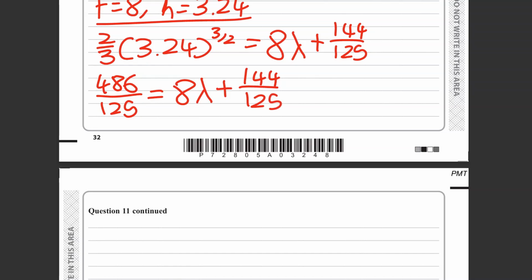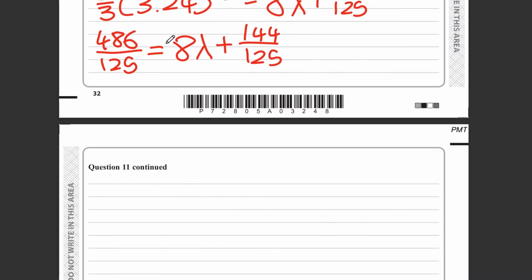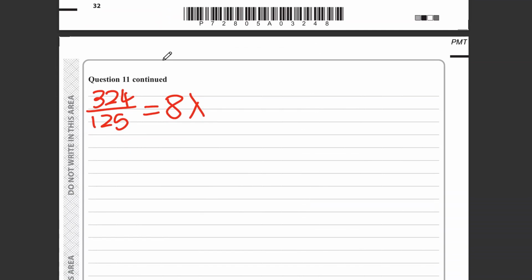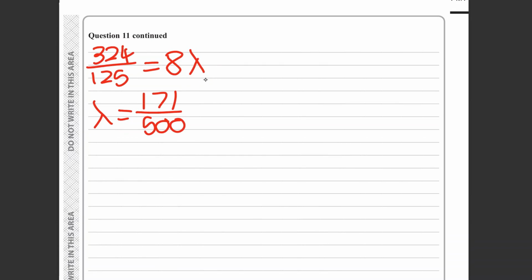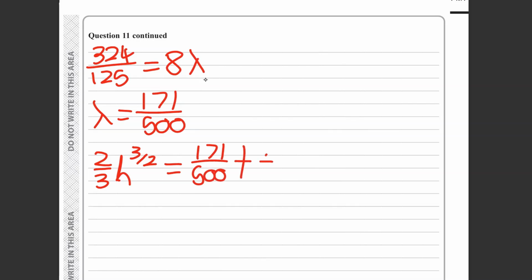Move this 144 over 125 onto the other side of the equation, so we get that 324 over 125 is equal to 8 lambda, and then divide both sides by 8, so we get that lambda is equal to 171 over 500. So if we sub this into the equation for lambda, this is now going to be 2 over 3 h to the power of 3 over 2 is equal to 171 over 500 t plus 144 over 125.